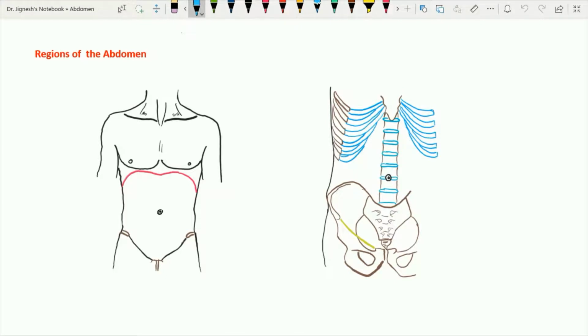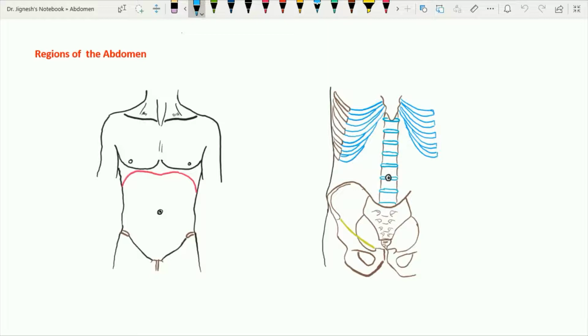Now let's see the regions of the abdomen. For the topographic reference of the underlying structures, the abdomen is divided into 9 regions by two horizontal planes and two vertical planes.